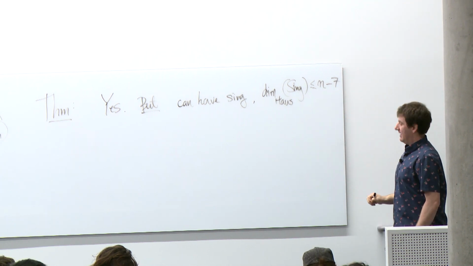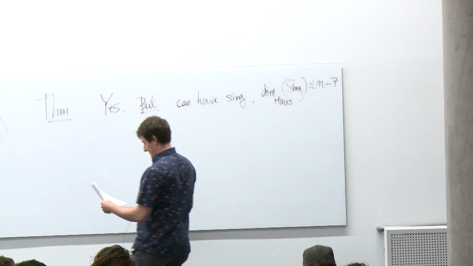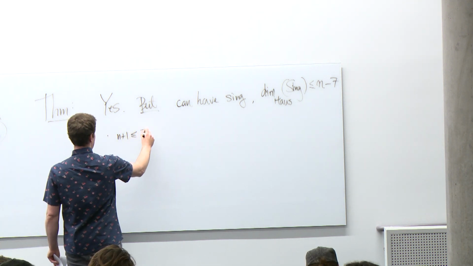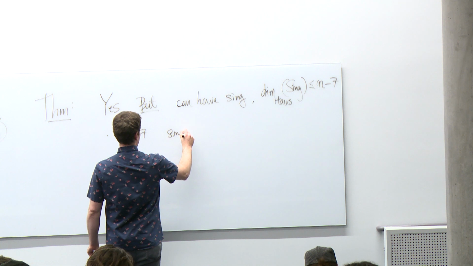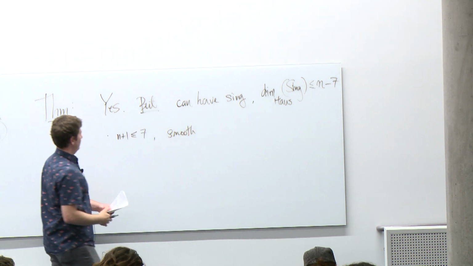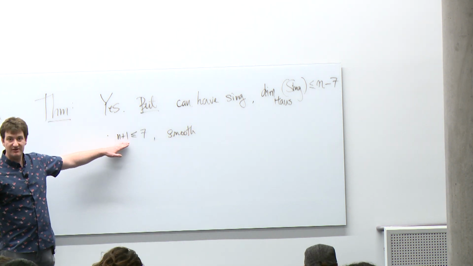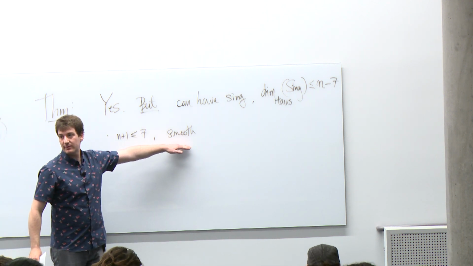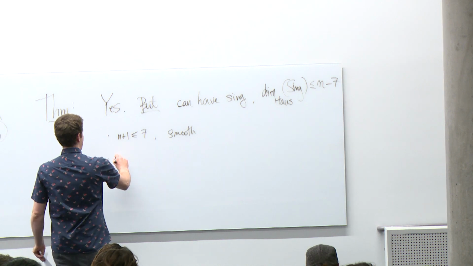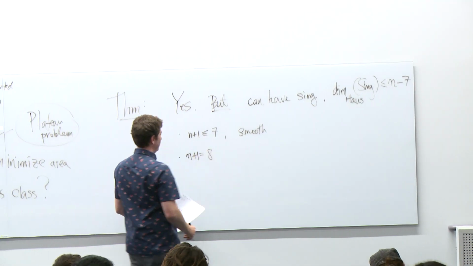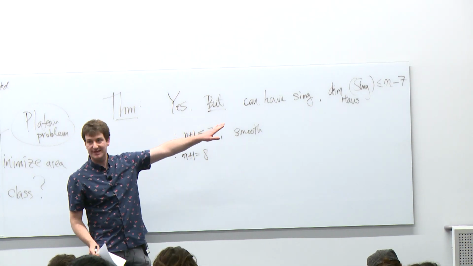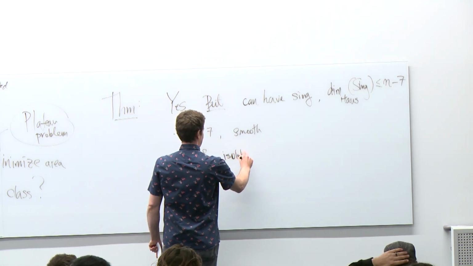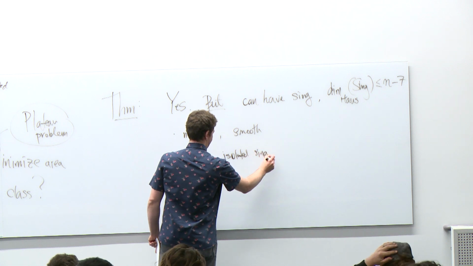Let me just tell you a simpler way of thinking about this. When the ambient dimension is below 7, so in R7, R6, etc., you get a completely smooth minimizer. When n plus 1 is 8, you get a little bit better than a 0-dimensional singular set. You get isolated singularities.